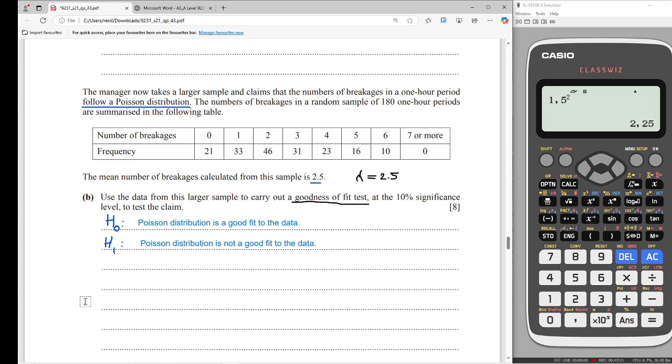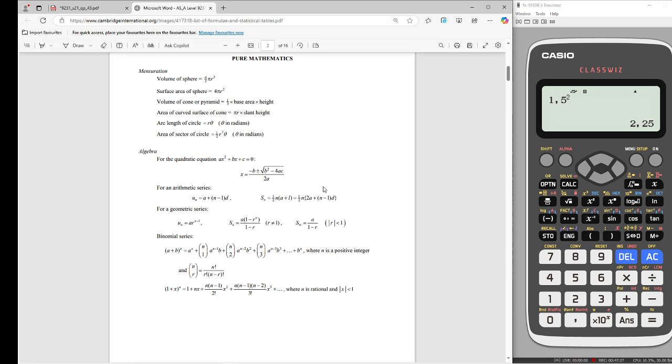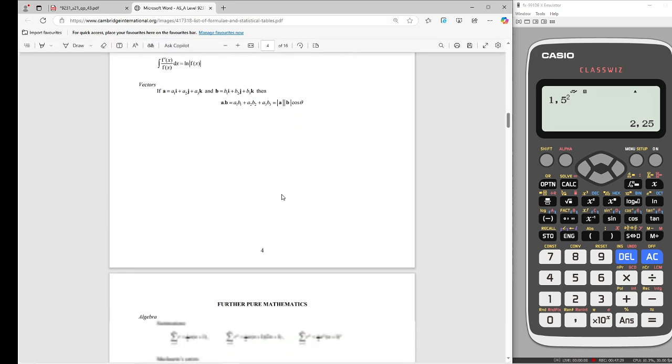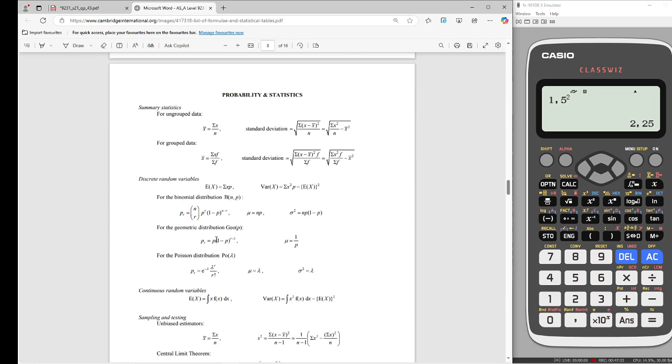Moving on, now we need to find the expected frequencies. To find that, we have to go back to our list of formulae, where we need to go to the statistics column right here. Yes, over here we can find the Poisson distribution. This is the formula we need right here. It states that we need to do e to the power of negative lambda multiplied by lambda to the power r divided by r factorial. Quite a complex formula, but it can just be plugged into the calculator.